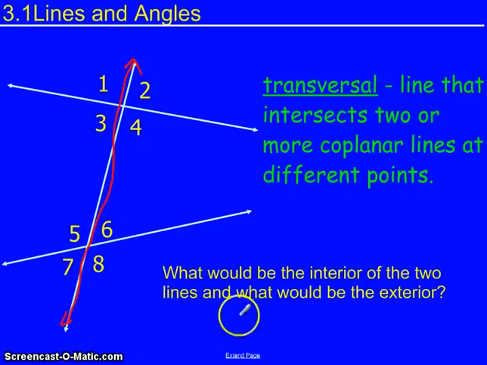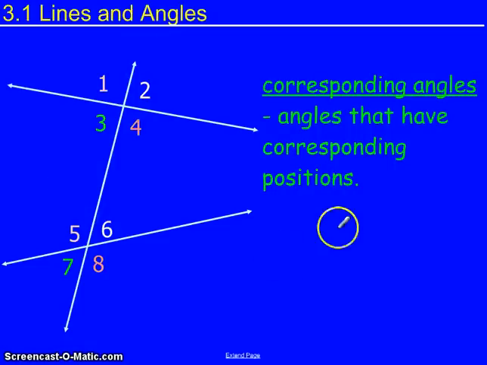Now it says and what would be the exterior? Well, the exterior is kind of like the outside of your house. So on the outside would be angles 1, 2, 7, and 8. And that will come in handy as we move on through the lesson. The first type of angles formed by a transversal cutting 2 lines is going to be called corresponding angles.